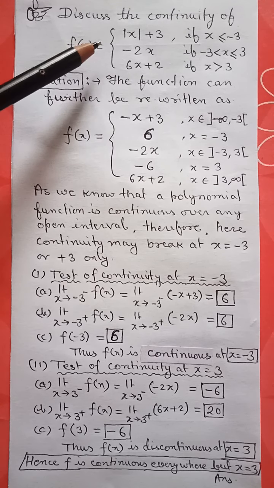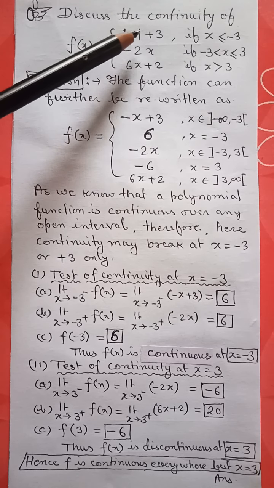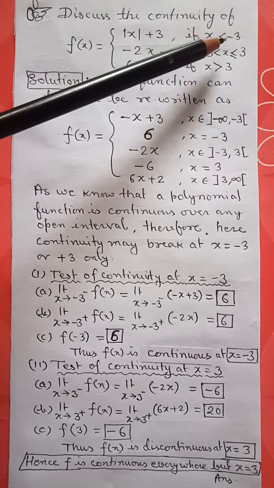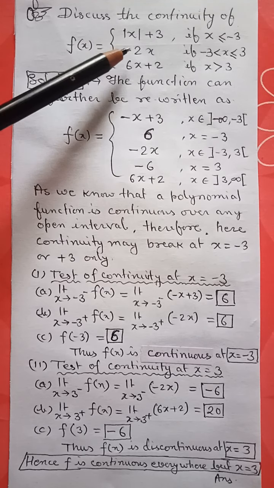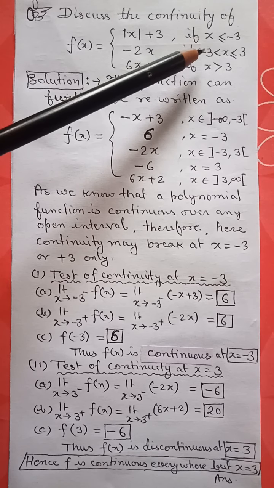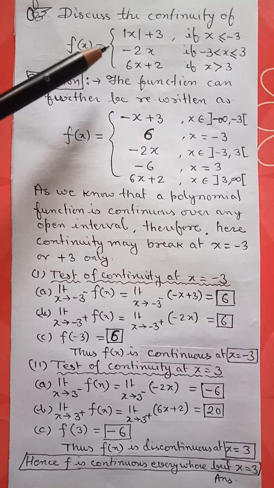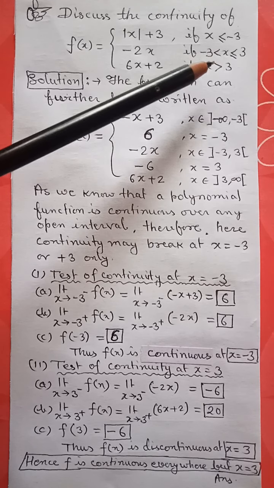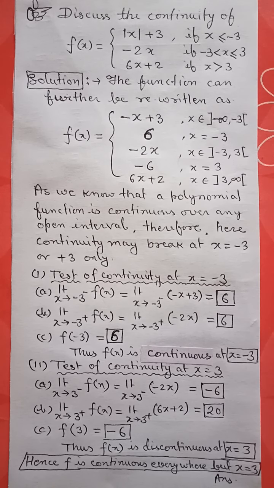f(x) is equal to |x| + 3 if x is less than or equal to -3, -2x if x is in between -3 and 3, and 6x + 2 if x is greater than 3. Let us proceed for its solution.